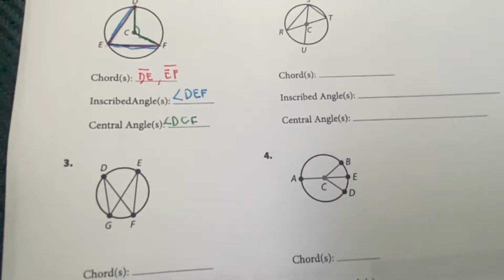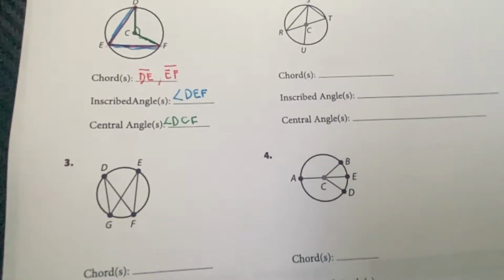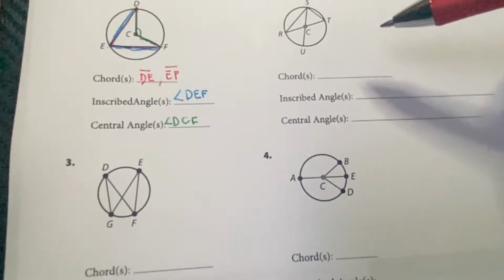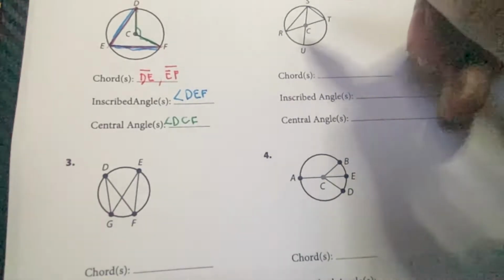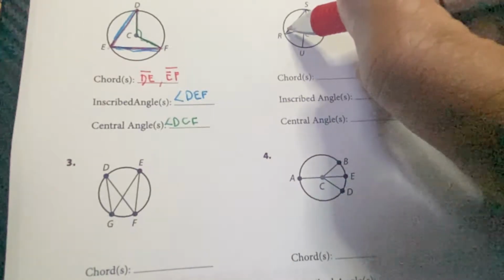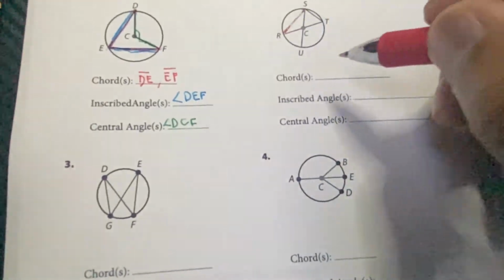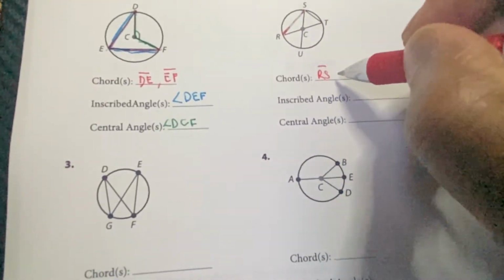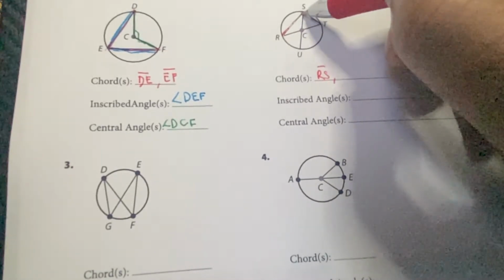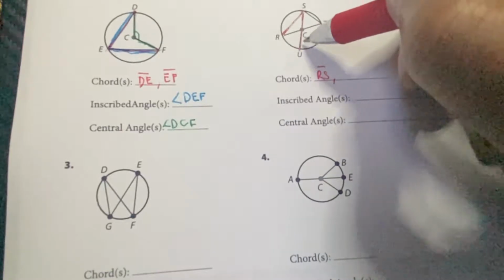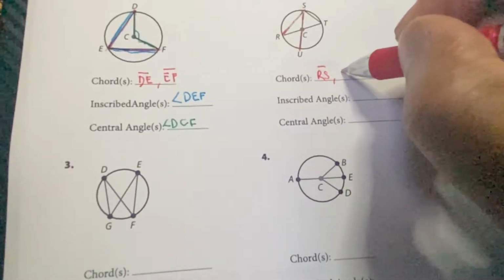Let's start with this one, where they ask for chords. My chords are going to be RS, because the endpoints are there. So we'll write down RS, my line segment RS. And then another chord is going to be SU. Again, endpoints on the circle. SU.